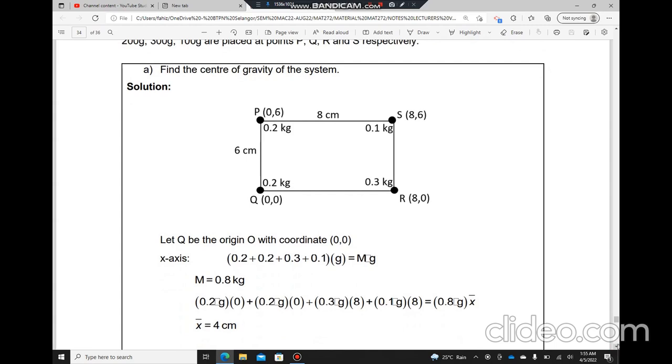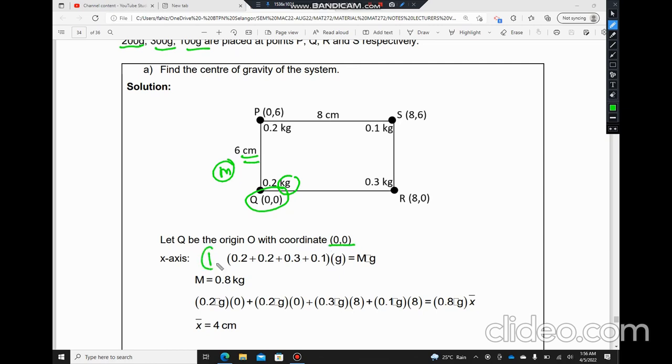Okay, so the solution here is, okay, first kita tengok dulu untuk X. Okay, let Q be the origin with coordinate 0, 0. So dia ambil Q kat sini, koordinat dia adalah 0, 0. So make sure awak kena guna, walaupun kat sini dibagi dalam unit gram, so you need to change to kilogram. Dia kena ambil, kalau sentimeter kena tukar pada meter. Sebab dia kena ambil standard unit.